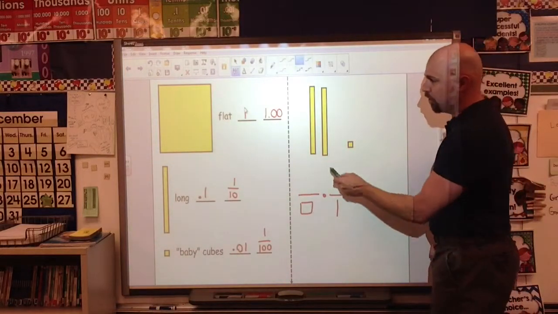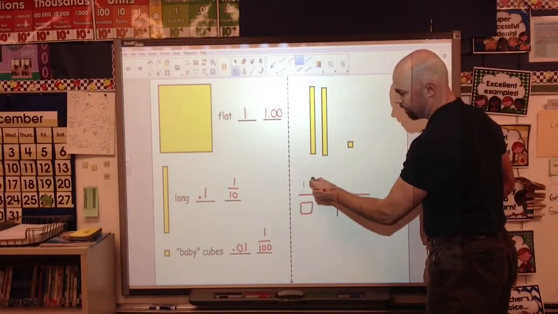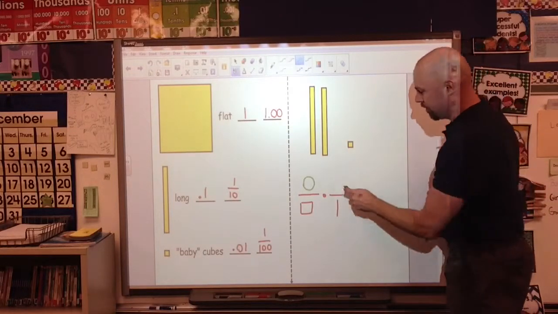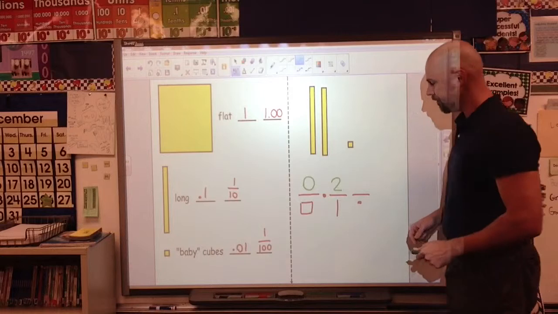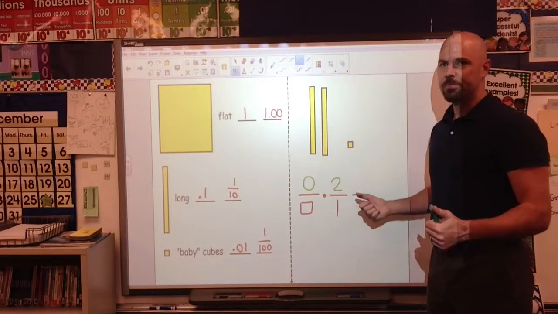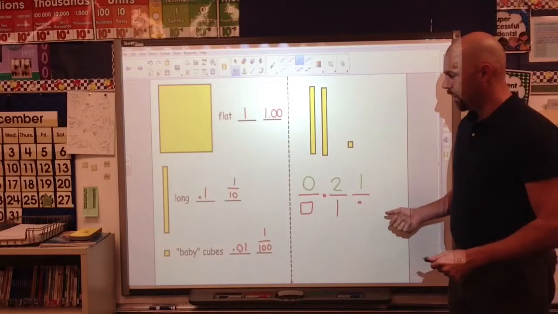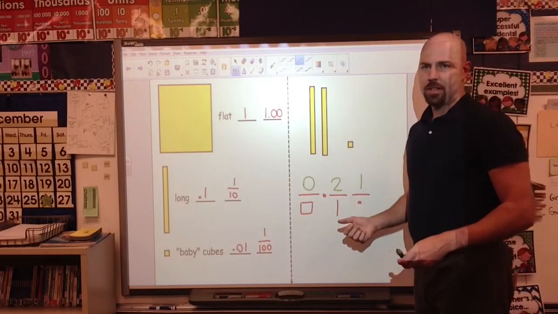So we look up here. Do we have any flats? No. Do we have any longs? Yes, we have 2 longs. So we'll put 2 there. Do we have any baby cubes? Yeah, we've got 1. So we've just built the decimal. Now it's learning how to speak the decimal.